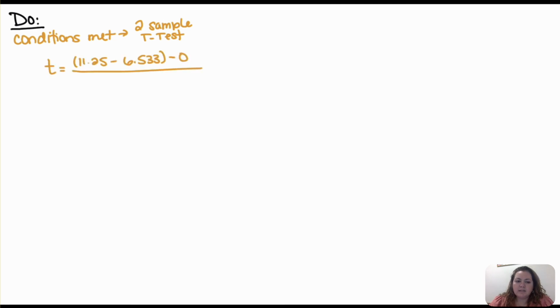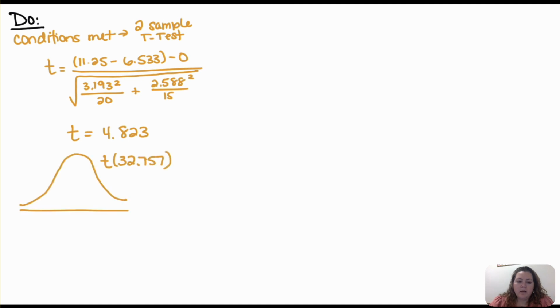My test statistic t, I'm going to do my statistic, which is the difference in the sample means minus the difference in the population means, which I'm setting to 0 because that's my null hypothesis, divided by the standard error of my statistic, so that's my standard deviation squared over n1 plus my other standard deviation squared over n2. That gives me a test statistic of 4.823. I'm going to draw my t-distribution with 32.757 degrees of freedom. So I'm going to go to my test statistic, which was 4.823. I'm going to shade above it.